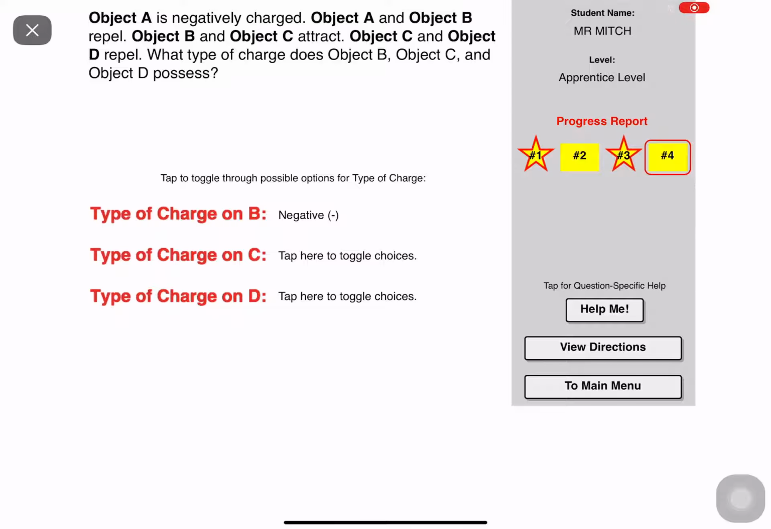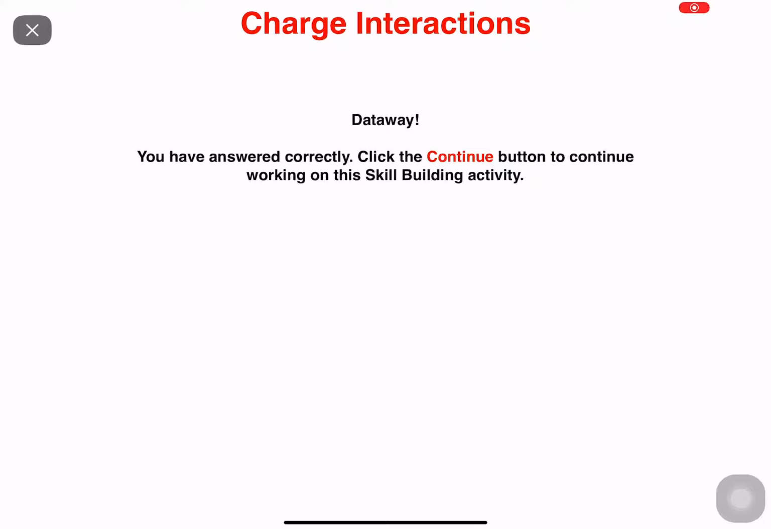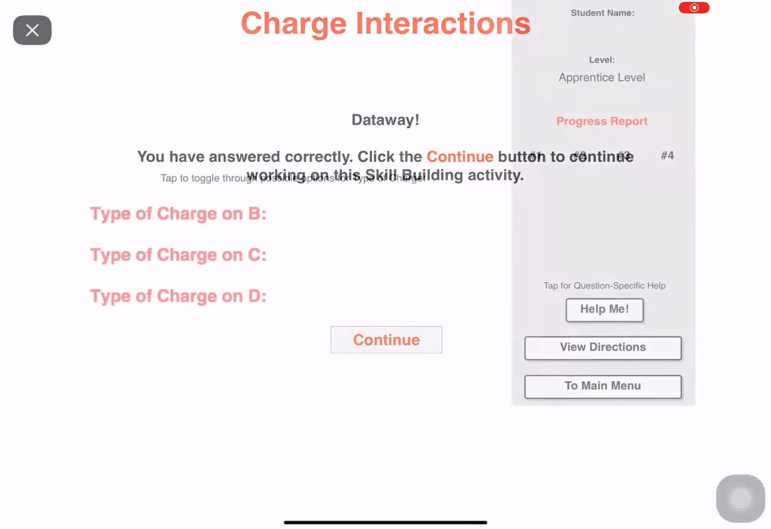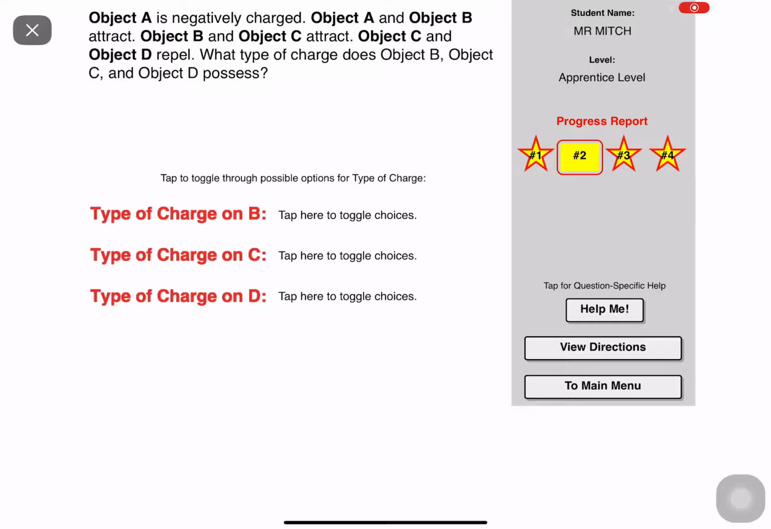Then it says B and C attract. Okay, if B and C attract, that could possibly mean that this could be positive or neutral. Remember, neutral things are attracted to charged particles. And then it says C and D repel. Well, if C and D repel, C is no longer neutral. It's now positive. So D is also positive. Check answer. Okay.